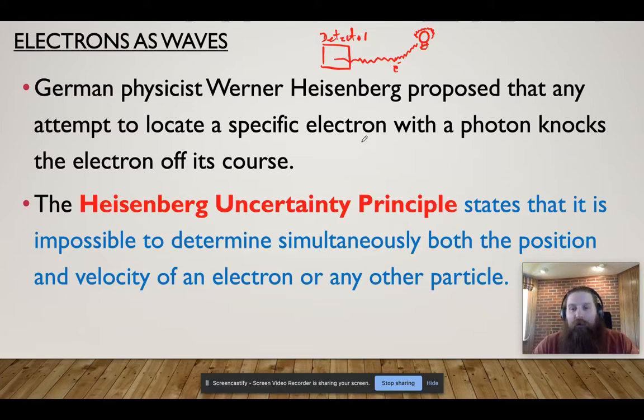Same thing if I was trying to detect a neutron or a proton, something like that. When I bounce that photon off of it, I'm going to change both of those values. I can only use the math to figure out one. The other one is too uncertain to tell.